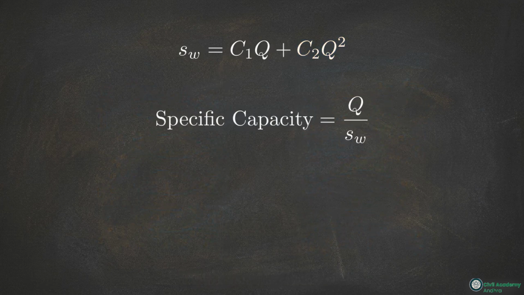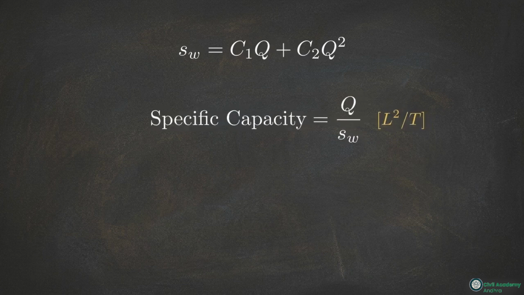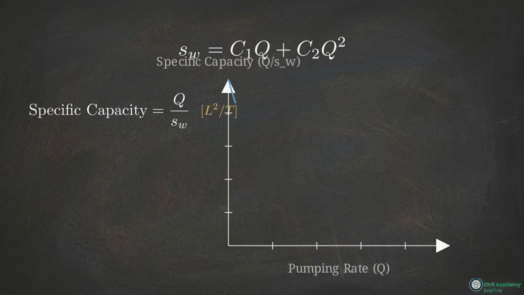If we divide the discharge rate, Q, by that total drawdown, SW, we get the well's specific capacity. Notice the dimensions, length squared over time. Because of that squared well loss term, a well's specific capacity actually decreases as you pump water out faster.